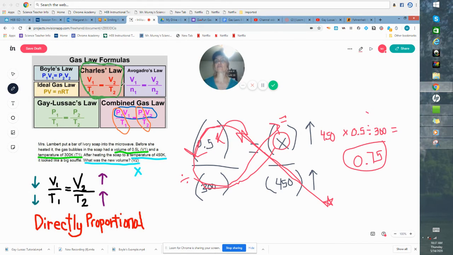Last thing I'm going to show you is over here. We were looking at the combined gas law and how we could see Boyle's, Gay-Lussac, and Charles combined. We'll end confirming that, and you can see all three.